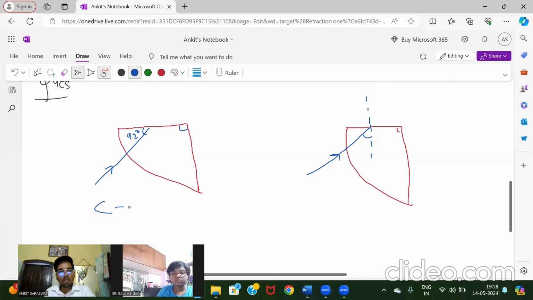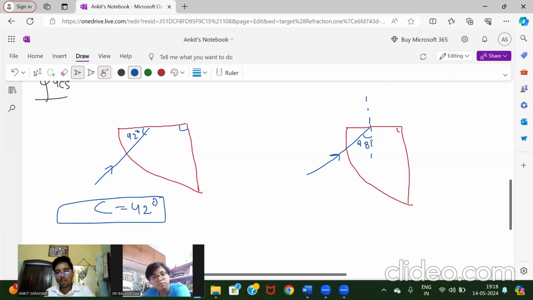Critical angle is how much? 42 degree. Clear? If this is 42 degree, then how much is this? 48 degree. Now, tell me, if the critical angle for this material, this glass slab or whatever else, is 42 degree, 42 degree means what?